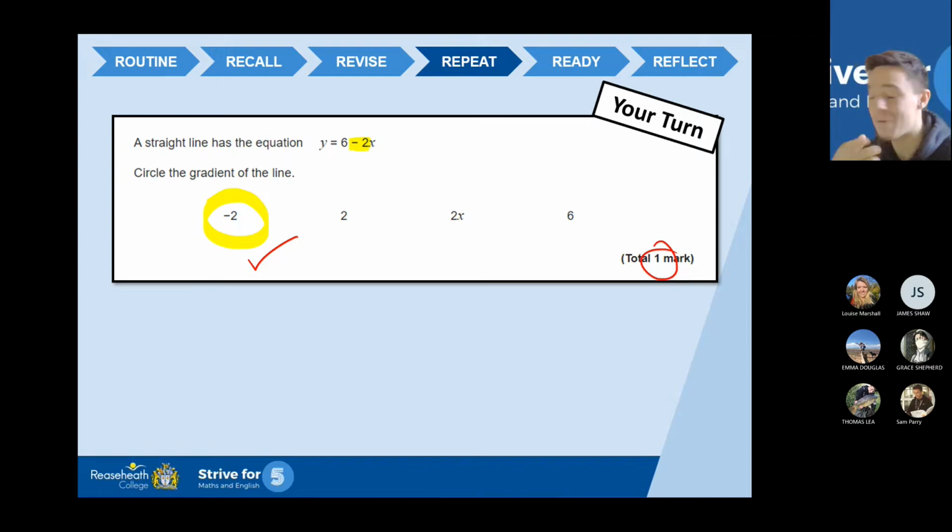How many people got caught out? I almost got caught out. I almost circled 6 because I'm so used to it being the first number. But it's only the number before the x that we care about. So that's something we need to be aware of.